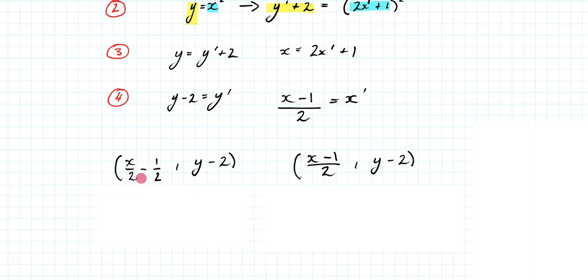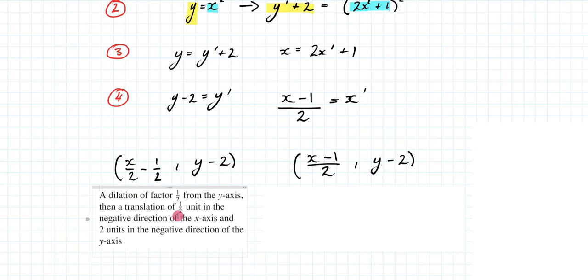Here, if we're looking at this, the very first thing to happen to my x is I'm timesing it by a half. So this means I'm doing a dilation by a factor of a half from my y-axis, and then I'm doing a translation of a half from my x-axis. And that's exactly what we see in the answer right here.